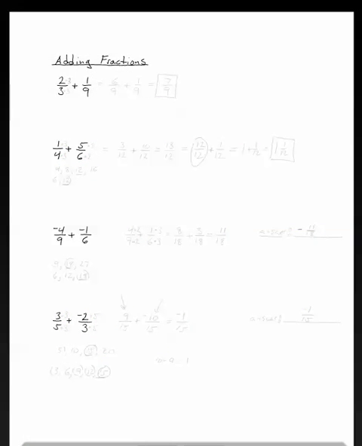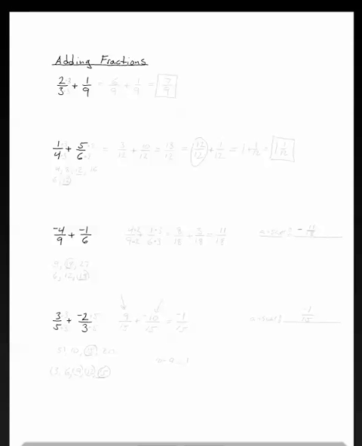Adding fractions. So remember that when we're adding, we're really counting more of the same thing. So if I look in the first example, it says 2/3 plus 1/9. So here I have thirds and then I have ninths, and those are not the same thing. So if I want to add these, I'm going to have to make them have the same denominator so I can count the same things.